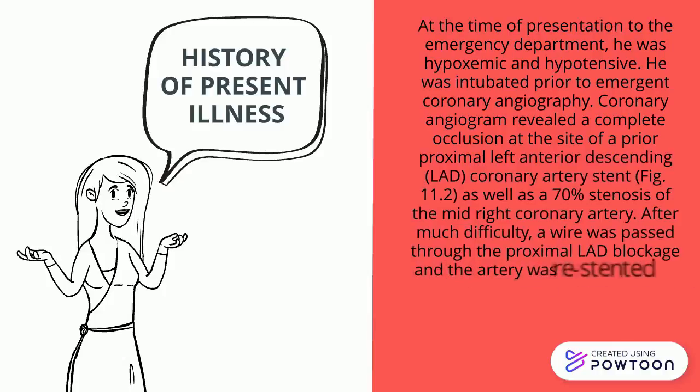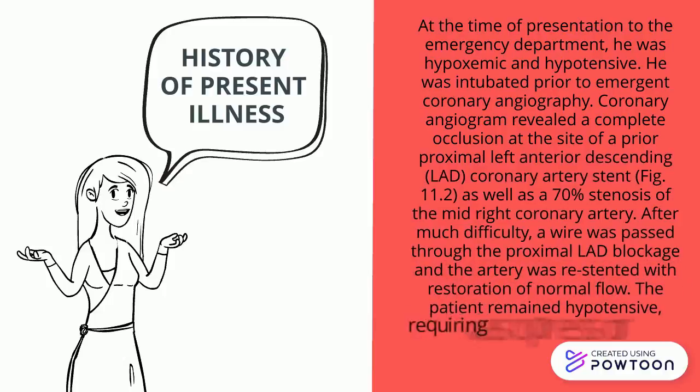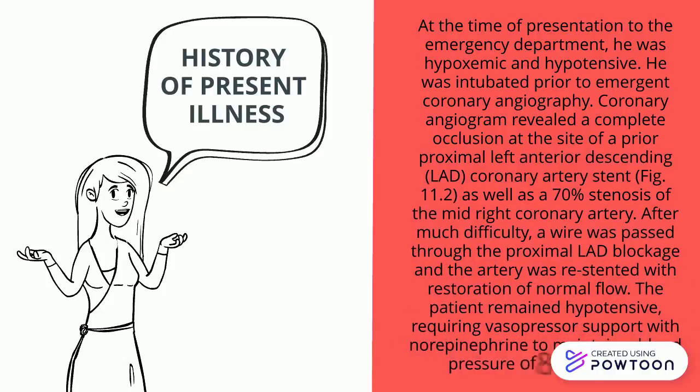Coronary angiogram revealed a complete occlusion at the site of a prior proximal left anterior descending (LAD) coronary artery stent, FIG. 11.2, as well as a 70% stenosis of the mid-right coronary artery.